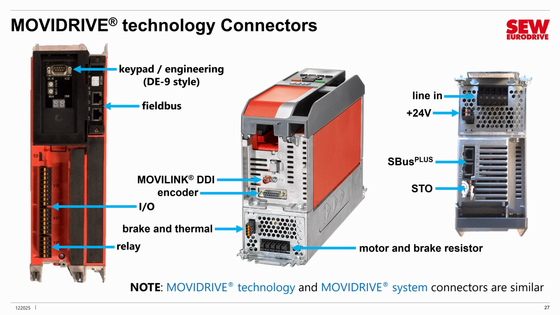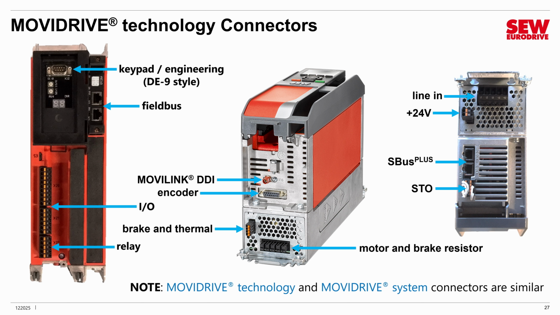We'll start on the left side at the top. You can see right there is the keypad and engineering connector. That's the DE9 connector. MOVIDRIVE system is different. There's an RJ10 connector instead, but it serves a similar purpose. It's the engineering connector. The field bus connectors are right next to that. Of course, the MOVIDRIVE system does not include a field bus card. That's another difference. Moving down, you have the I/O connections and the relay connections. MOVIDRIVE system does not have the relay, but it has the I/O connections. And then moving to the center picture, looking at the bottom of the VFD, you see the MOVILINK DDI connector. That's the red one. Right below it is the multi-encoder interface.